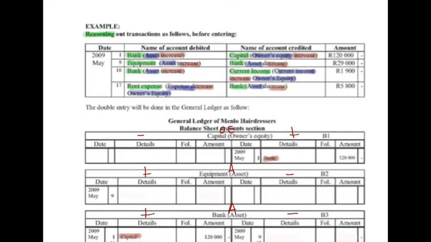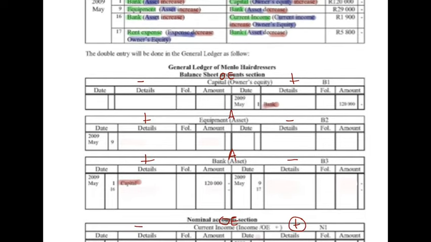So equipment needs to increase my assets, and assets increase on the debit side. Therefore, equipment would be my account debited. So I'm going to, in equipment, show the debit of 29,000 Rand. Where is this debit going to go to on the credit side? On the credit side, it will go to bank. So therefore, I write my Contra details as bank.